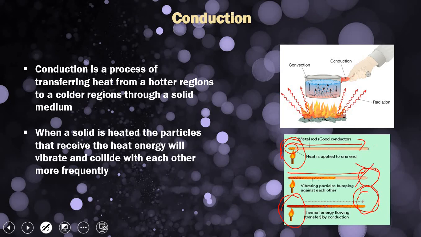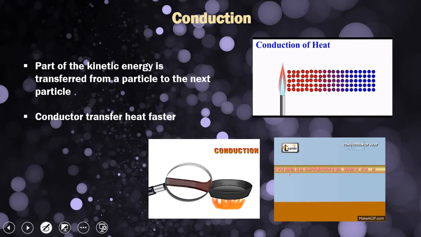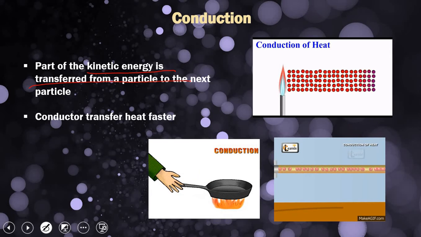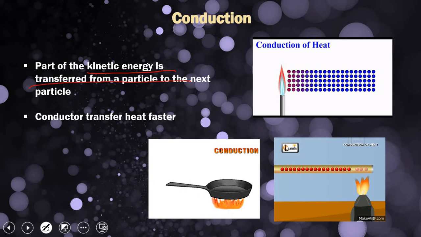When you put your hand there, you will feel the heat of the flame from the other end of the metal rod. So that's how conduction occurs. So how does heat flow through conduction? First of all, the kinetic energy is transferred from a particle to the next particle. Conductors transfer heat faster. So this is how it happens.